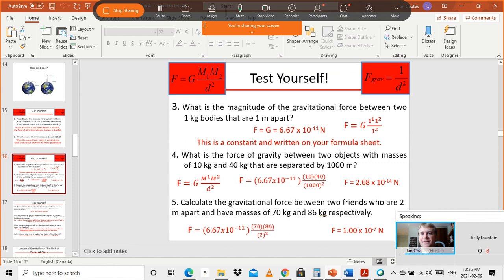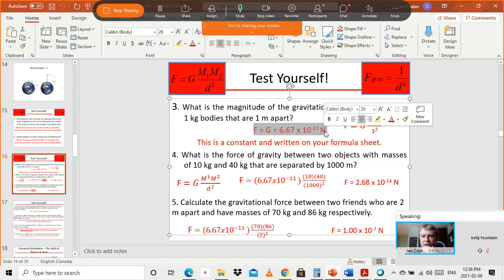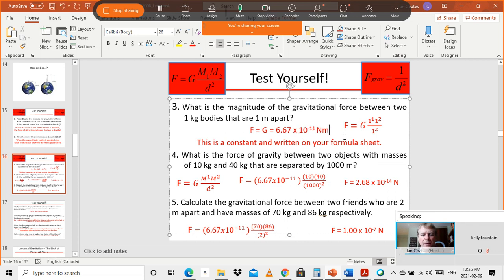What is the magnitude of the gravitational force between two 1 kilogram bodies that are 1 meter apart? And this is the gravitational constant. Okay, it's missing some units there, but it's there. 6.67 times 10 to the negative 11 Newton meter squared per kilogram squared. Good. So what do we have here now?